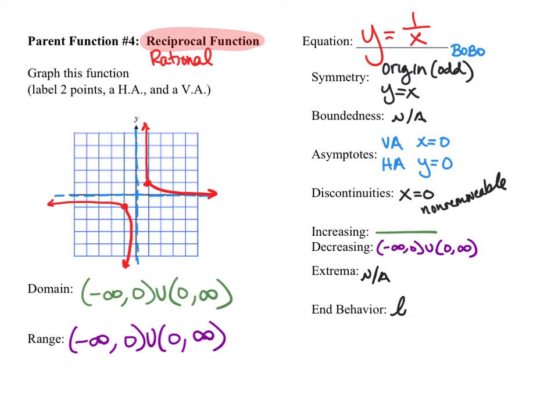And our end behavior is the limit as x approaches negative infinity for the function, our horizontal asymptote 0, and the limit as x approaches positive infinity of f of x, again, thanks Bobo, is 0.